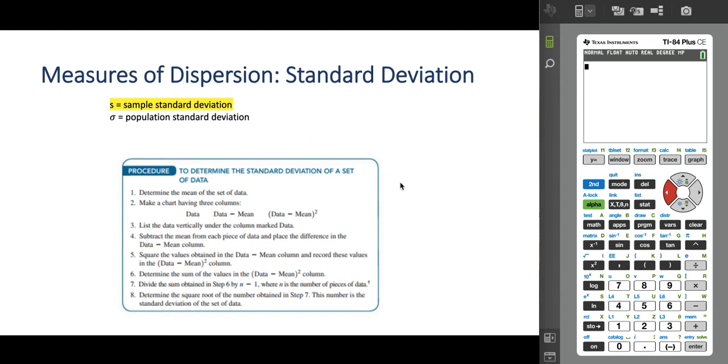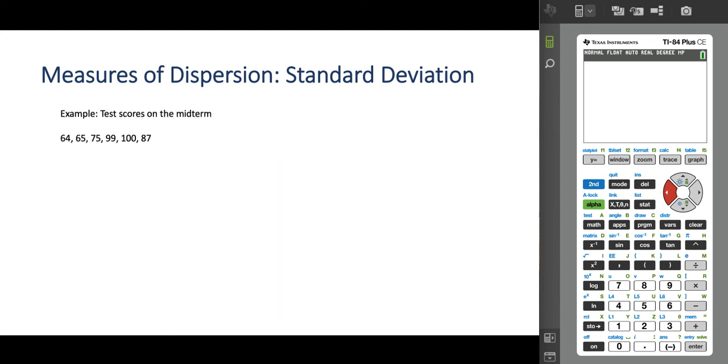Okay. The process is listed here. First, we have to find the mean. Then we're going to make a chart which shows the data values, the difference between the data and the mean, and the square of that difference. Then what we're going to do is fill out those columns. Then we're going to find the sum of the third column, divide that by 1 less than the number of data, and find the square root of that answer. I know that sounds really confusing. Let's go through it. It's best to look at an example.